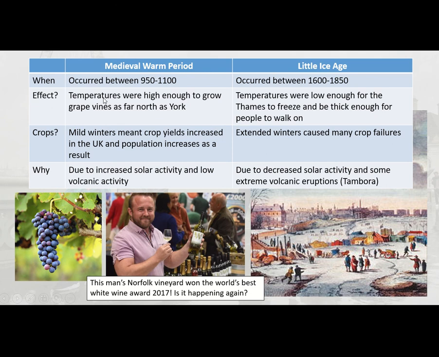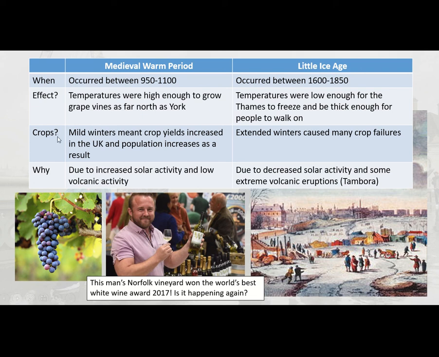So temperatures during that time were high enough, again it's a warm period, to actually grow grapevines as far north as York. Now York is in North Yorkshire, so it's quite far up the landscape of the UK, quite far north of where we are in East Anglia certainly, and not necessarily associated as a wine growing district, but they were able to grow grapevines during that period of time.